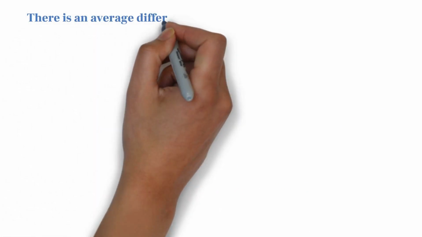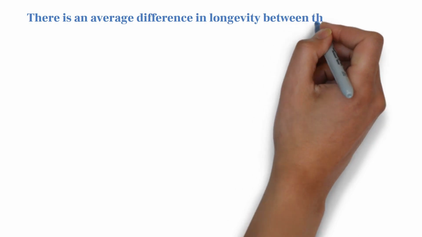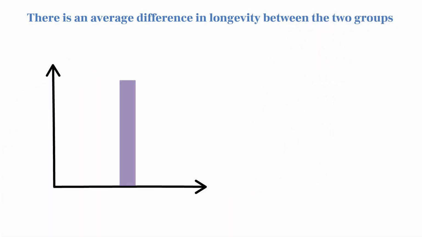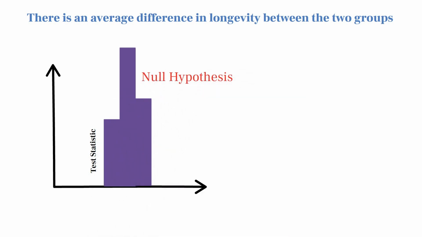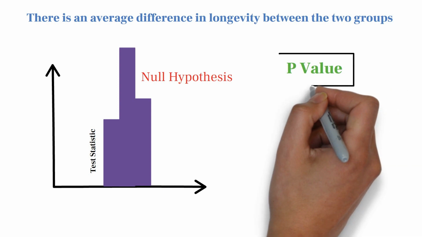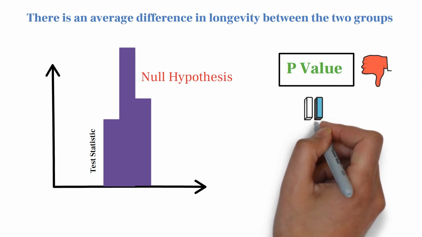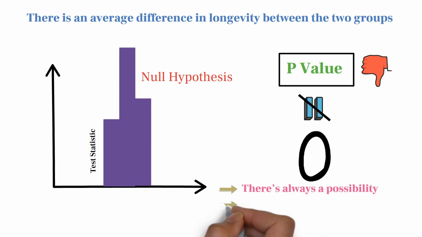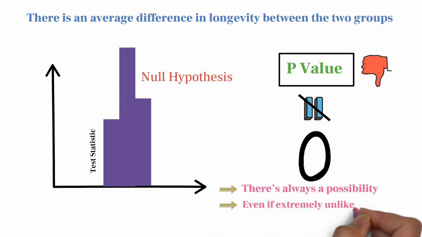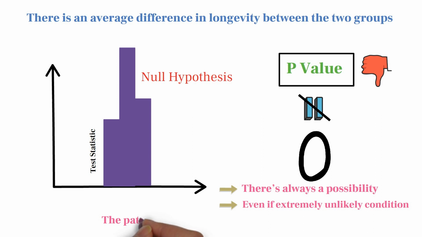If, however, there is an average difference in longevity between two groups, then your test statistic will move further away from the values predicted by the null hypothesis, and p-value will get small. The p-value will never reach 0 because there is always a possibility, even if extremely unlikely, that the patterns in your data occurred by chance.